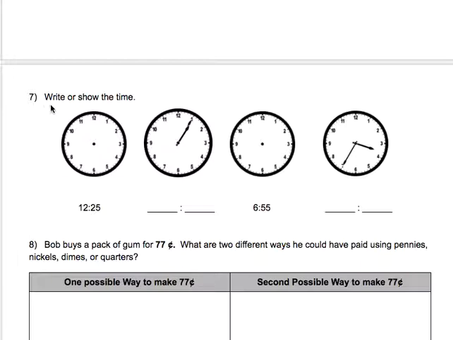Number 7, write or show the time. Some clocks may have a time written, so then show it inside the clock face. Some clocks may have a time shown, so then write it. Press pause until you have finished.